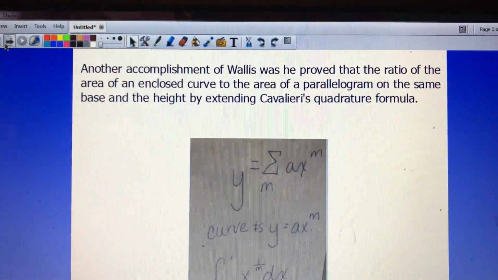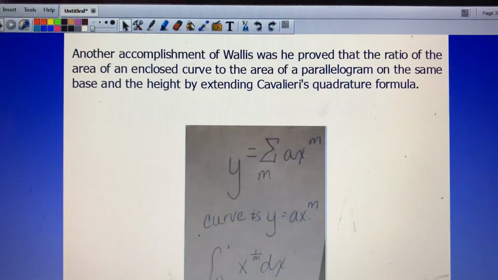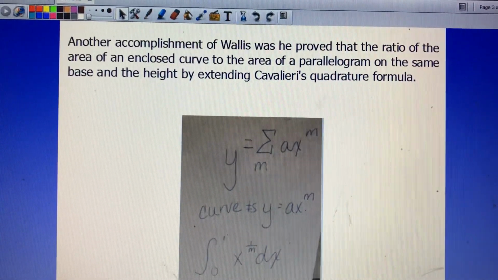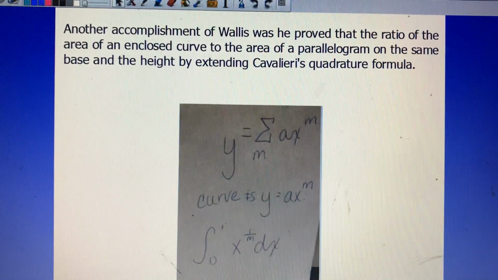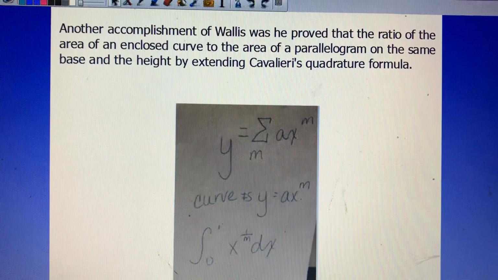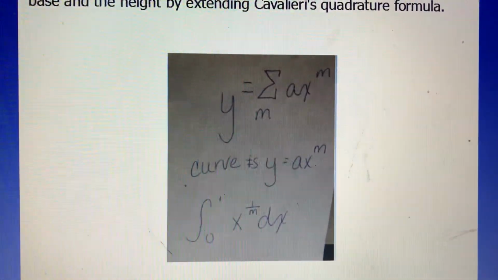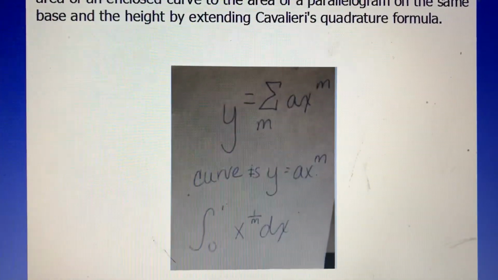Another accomplishment of Wallis was that he determined the ratio of the area of an enclosed curve to the area of a parallelogram on the same base. And he did that by extending Cavalieri's quadrature formula. And these are some of the formulas that he used. You have the summation, you have the integral.